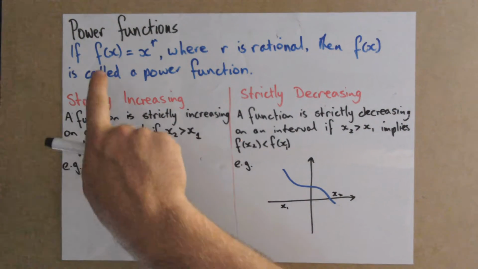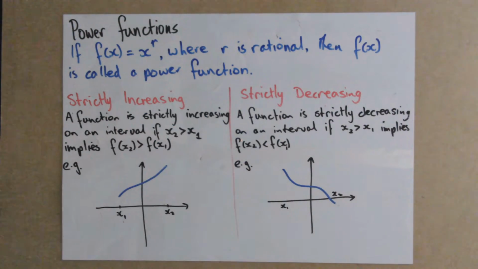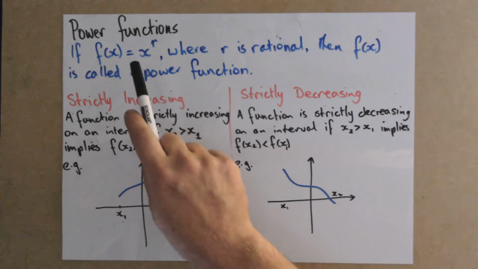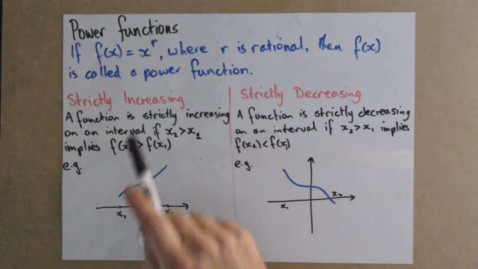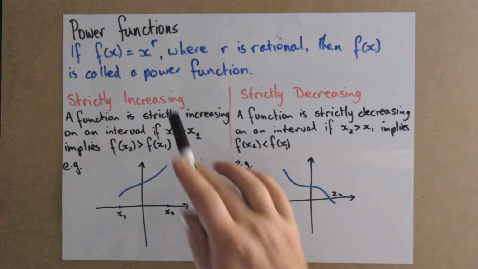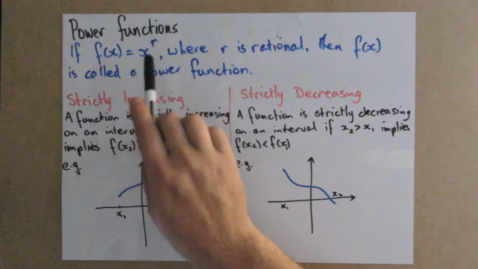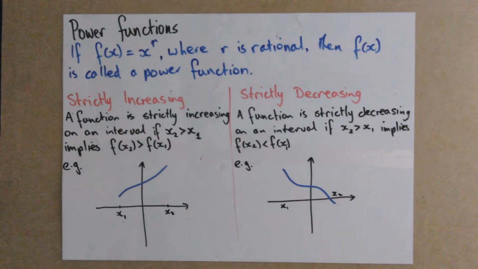Okay, so if f of x equals x to the power r, and r is rational, then f of x is called a power function. And in reality, power functions are very similar to polynomials. Remember, with polynomials, poly means many, so a polynomial just has many parts that have rational powers. We're just worried about where we've got a single term in our function and r is rational. So that could be a whole number, it could be a fraction as well.